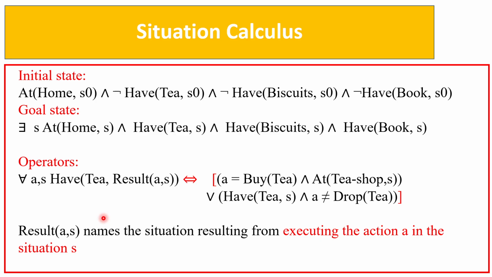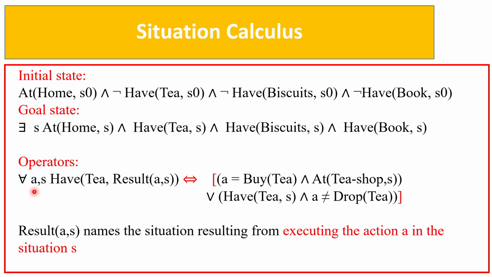Initial state: at home, he has no tea, biscuits and book. It's a negation of tea, negation of biscuits, negation of the book. And goal state: there exists at home of S. In the goal state, the person is at home with tea, having biscuits and having the book. So how do we reach this goal from this initial state?